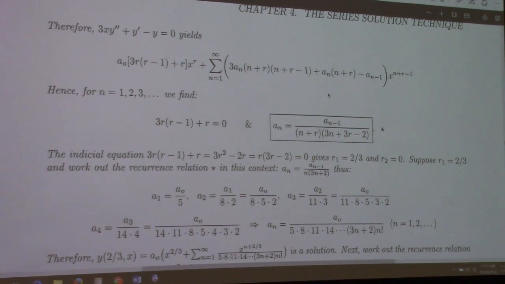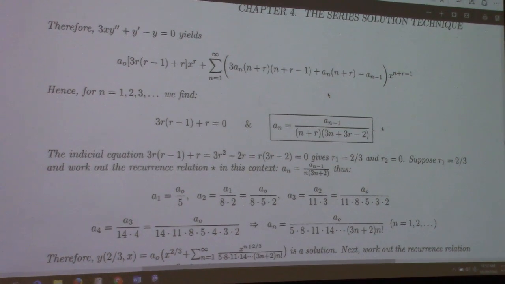See, because r could be something awful like square root of 17 divided by 3 or something. And then you'd have square root of 17 divided by 3, square root of 17 divided by 3 minus 1, square root of 17 divided by 3, it's awful. Of course, that problem would still be awful, but okay, so anyway, this initial equation gives us what? It gives us either r1 is equal to 2/3, and r2 is equal to 0. Okay, so we'll start with the index of 2/3.